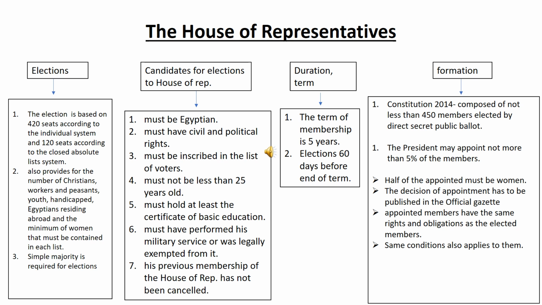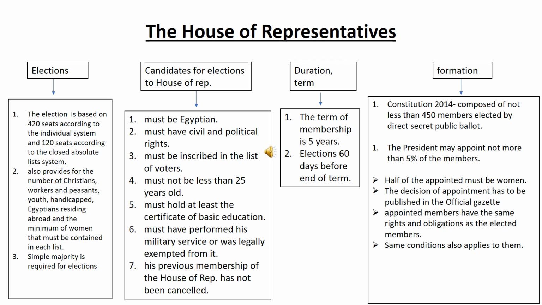The president may appoint not more than 5% of the members. So also the constitution gives the president the right to name and to select 5% of the members of the current House of Representatives, but with certain conditions to be fulfilled. Number one, half of the appointed 5% by the president must be women. Number two, this decision of appointment has to be published in the official gazette.